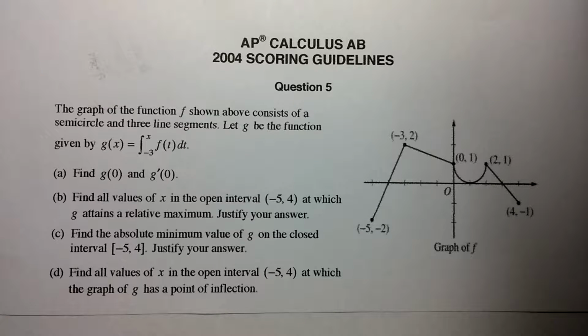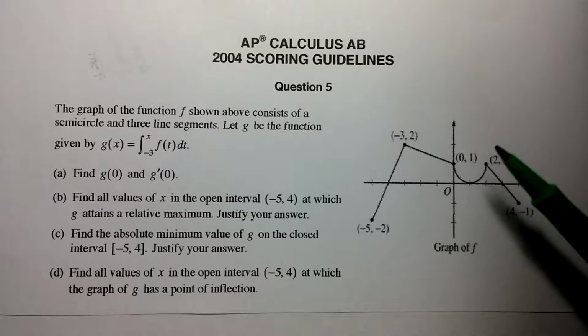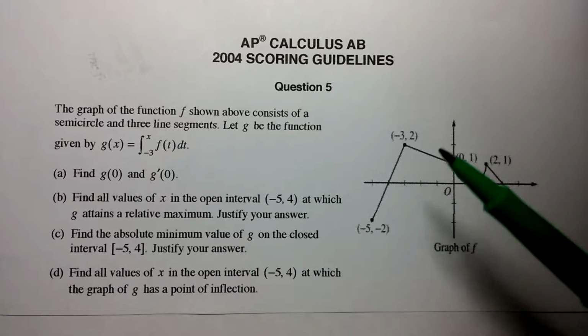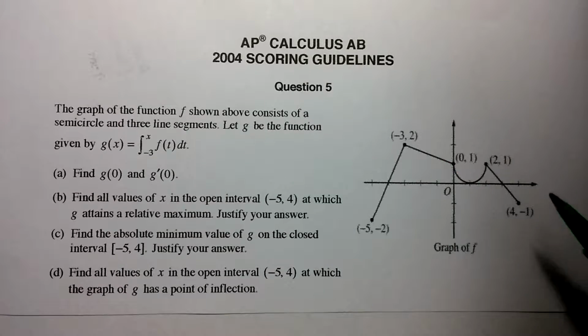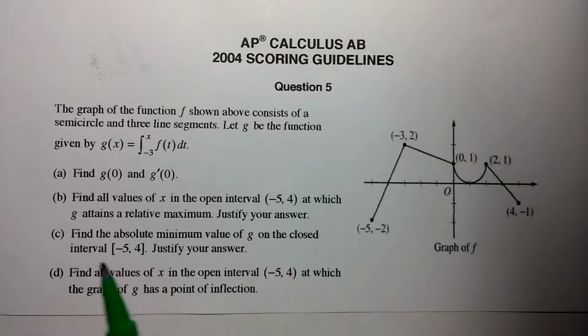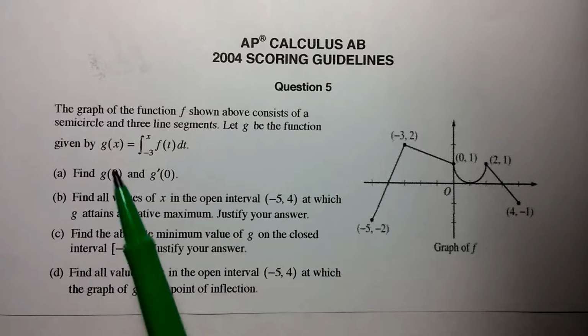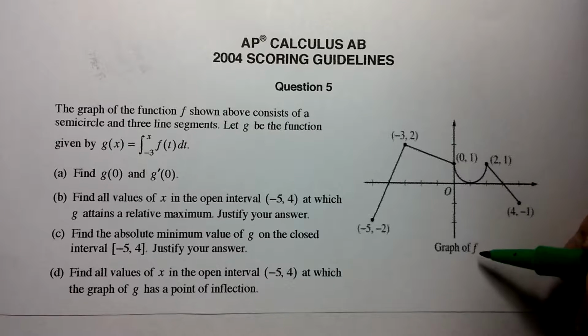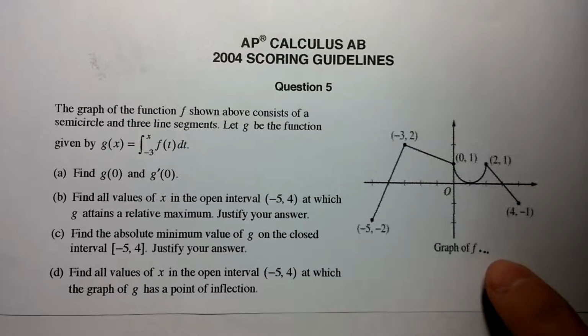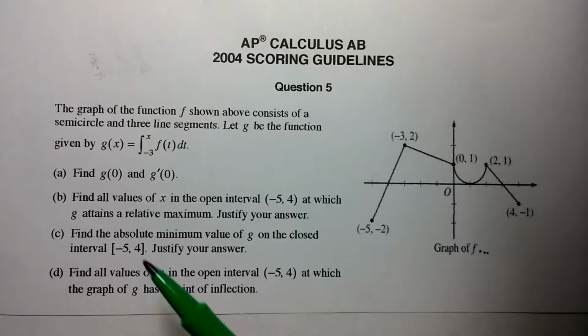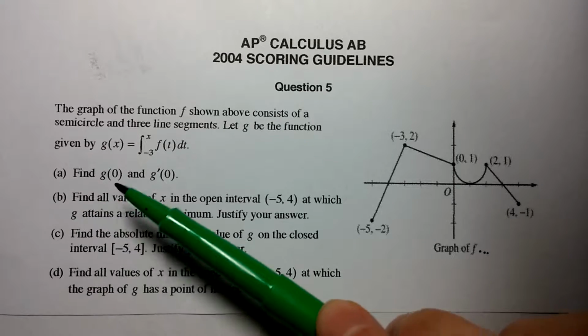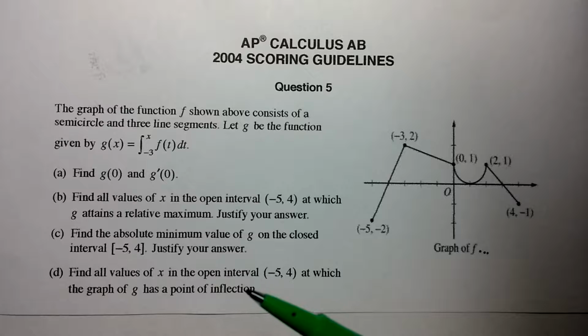The graph of a function f shown above consists of a semicircle, a little one there, and 3 line segments: 1, 2, 3. Let g be the function given by g of x equals the integral of f of t dt. This is the graph of f of t dt from -3 to some random x. Part A. Find g of 0 and g prime of 0.